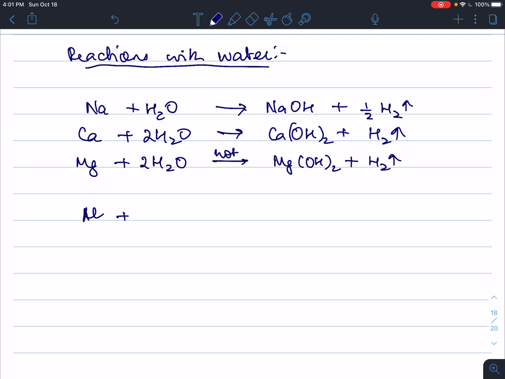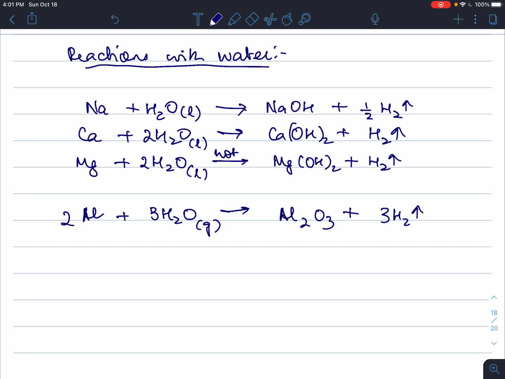Let's look at aluminium. 2Al plus 3 moles of water gives Al2O3 plus 3 hydrogen. How does that happen? Water over here is liquid, but this has to happen with steam, with water vapor. Like I said, in most cases you get hydroxide, but in some cases you get oxide. This is the same with iron as well.